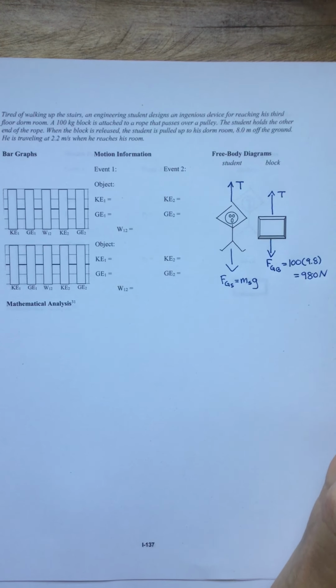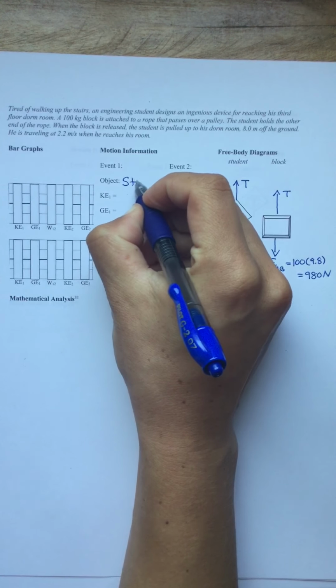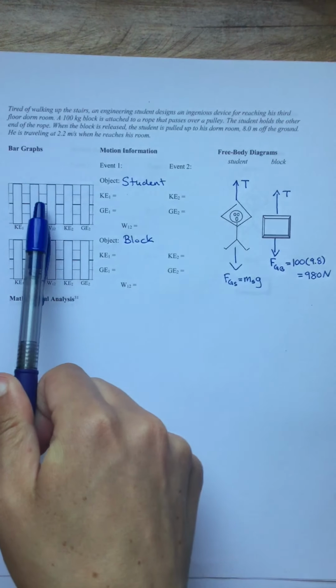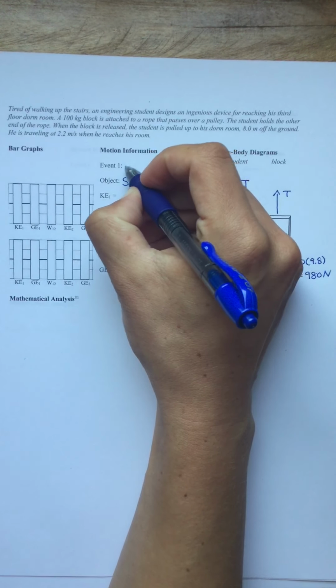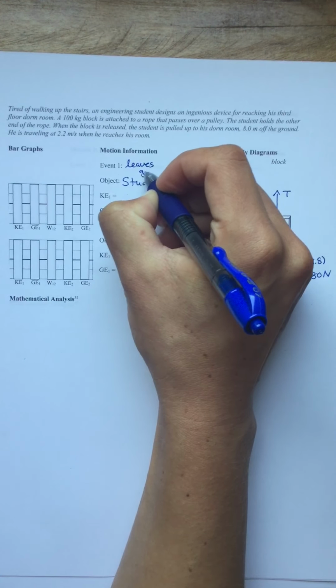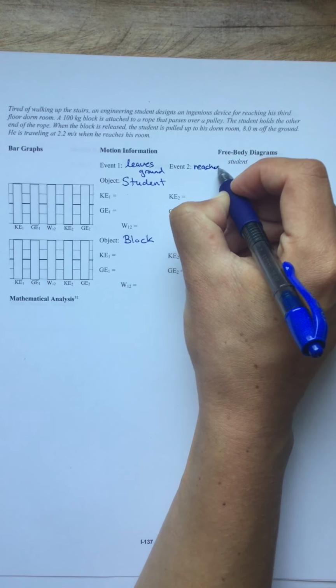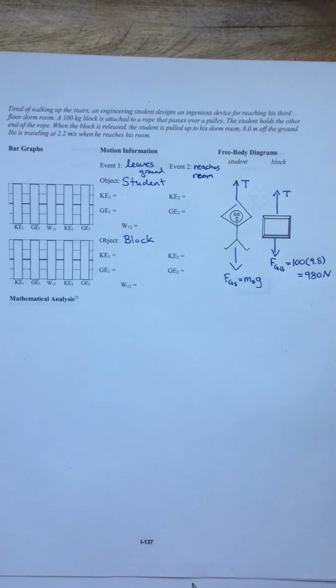Okay, after I've done the free body diagram, I can fill out the motion information table. I have to do the student and the block. This bar graph is for the student, this bar graph is for the block. Event 1 is when the student leaves the ground. Event 2 is when the room is reached. And the next step is to fill out the motion information table using the definitions.